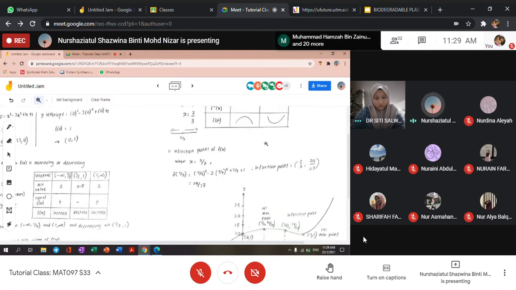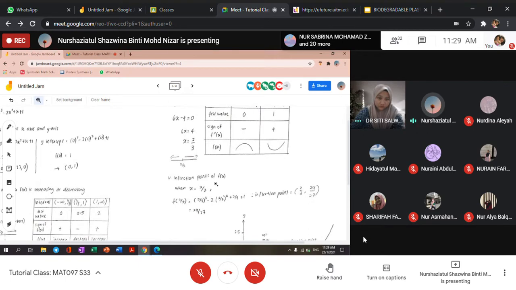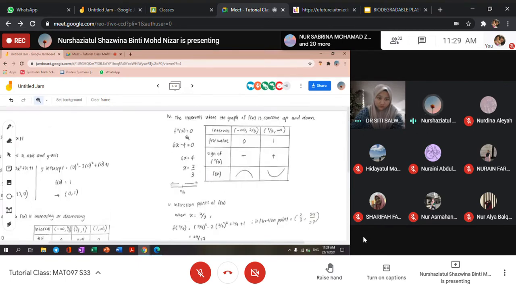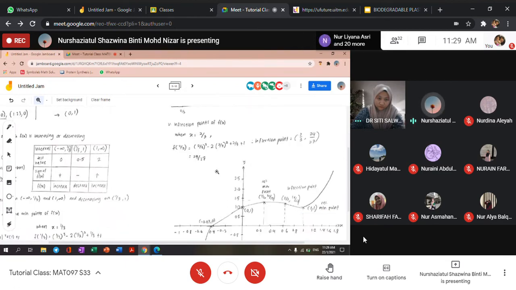And then lastly, the inflection points of f(x). We also have to choose the x for f double prime x, which is 2 over 3. And then I substitute this into the original equation, which is f(x), and I got 29 over 27. So the inflection point is (2 over 3, 29 over 27).